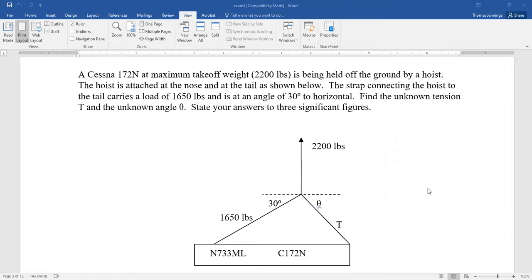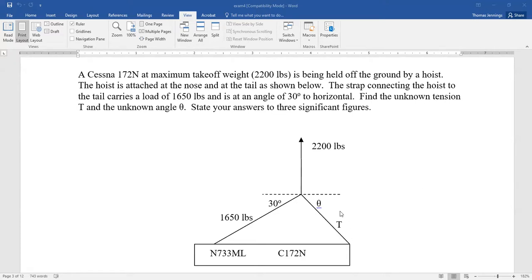And here is a Cessna 172N model at max takeoff weight, which is 2,200 pounds without the max gross weight STC. It's being held off the ground by a hoist. The hoist is attached at the nose and the tail as shown. The strap connecting the hoist to the tail carries a load of 1,650 pounds and is at an angle of 30 degrees to horizontal. They want us to find the unknown tension and the unknown angle and state our answers to 3 sig figs.